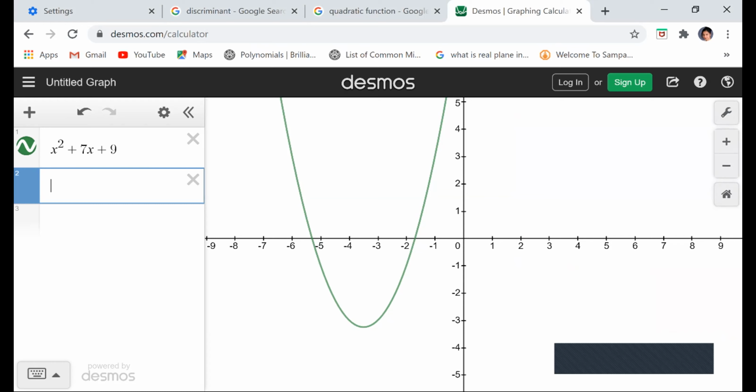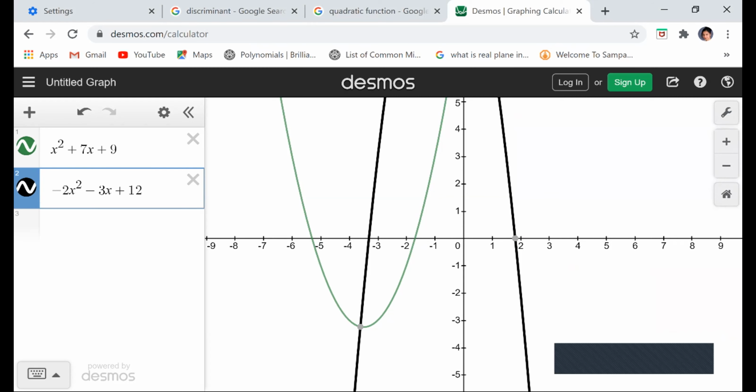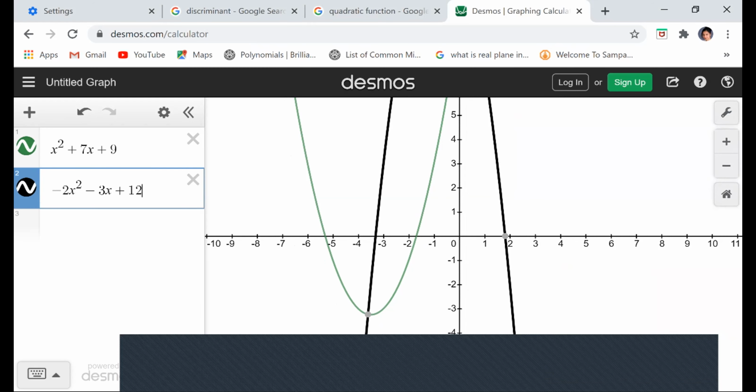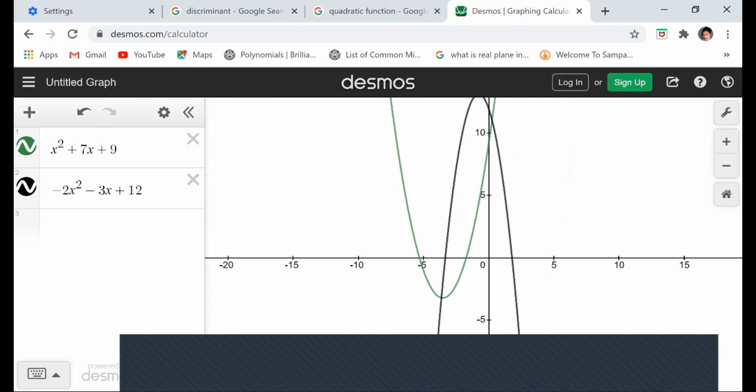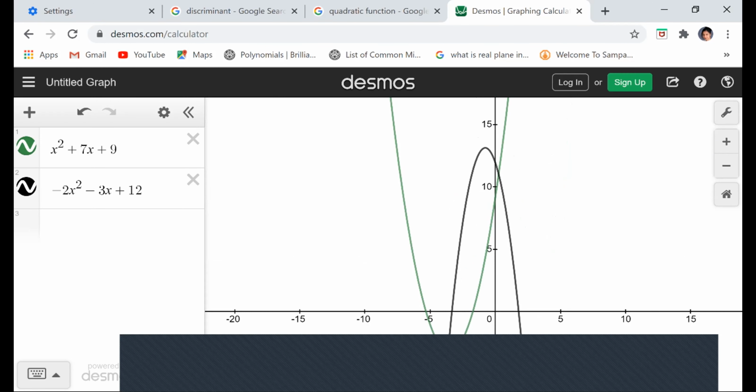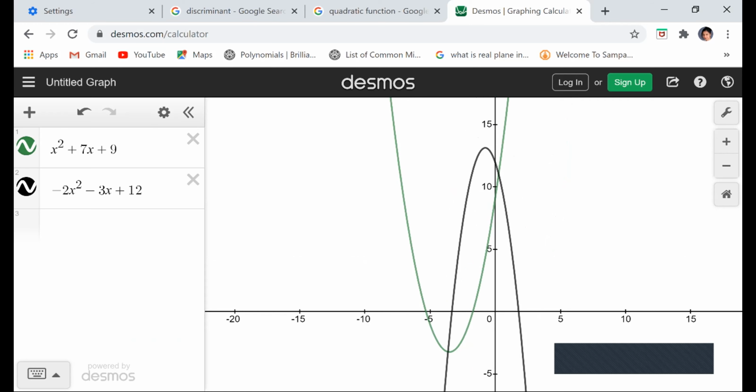Someone, if you're not giving, let me try. Let me try with minus 2x squared minus 3x plus 12. It's a huge one. To be able to see it, I need to zoom like that. Okay, you see it now? So it's a sad parabola, but it's still a parabola. It has a maximum.